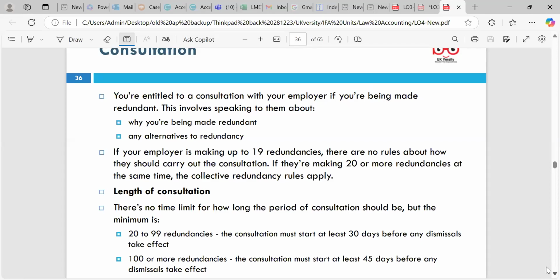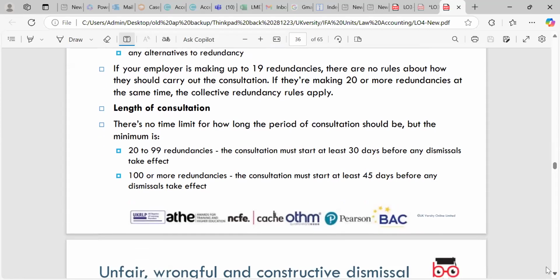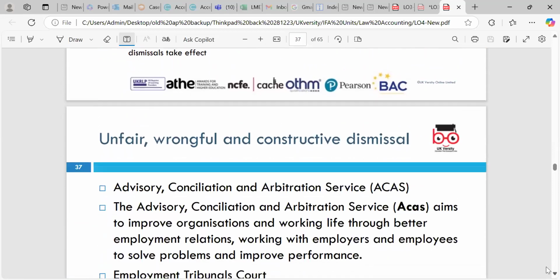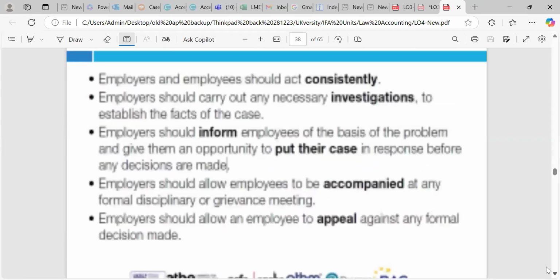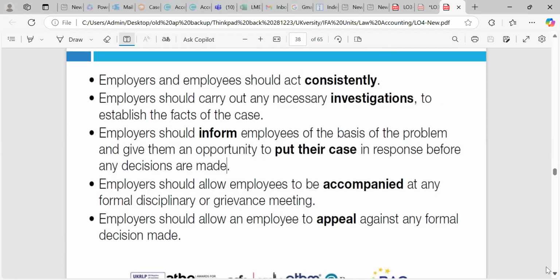If your employer is making up to 19 redundancies, there is no rule about how the consultation should be carried out. If there are 20 or more redundancies at the same time, they are collective redundancies and the rules apply. Again, we need to look at 20 to 99 redundancies: 30 days before any dismissal. If it's 100 or more, 45 days you have to give before you make the people redundant. Unlawful wrongful dismissal: as we discussed, ACAS is the Advisory, Conciliation and Arbitration Service. So it is good that they can assist you and try to negotiate, and they help with investigation and putting their cases forward.